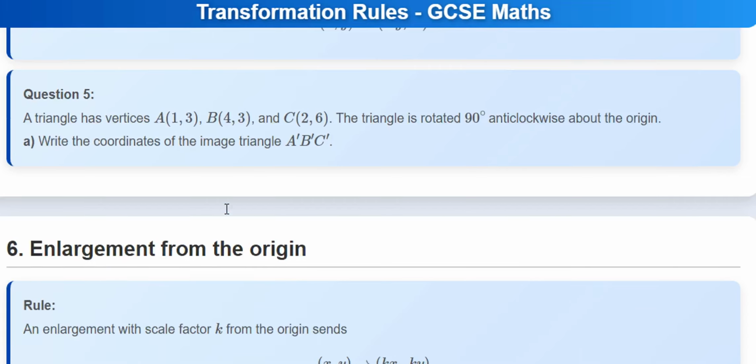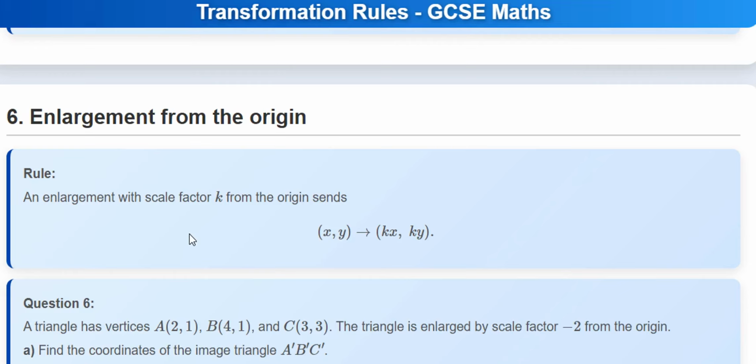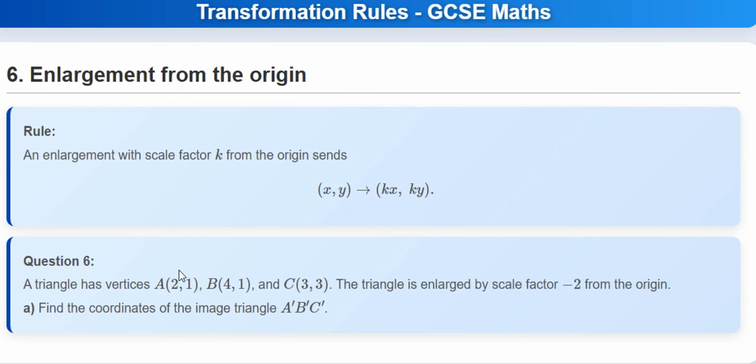So can we go to the last rule, which is rule number 6, and it's about enlargement. So if you are told an enlargement with scale factor k from the origin, then the coordinates of that figure change to (kx, ky). Simply you are told to multiply all the coordinates by that enlargement factor or that scale factor, and we can apply that rule to solve this question here.